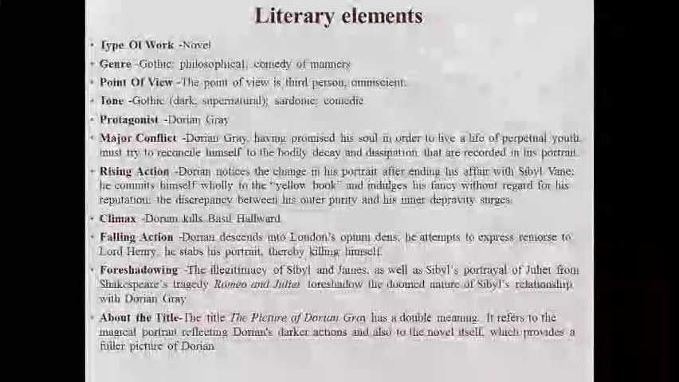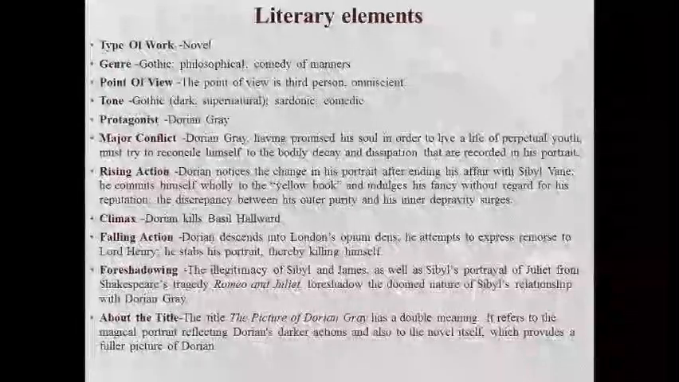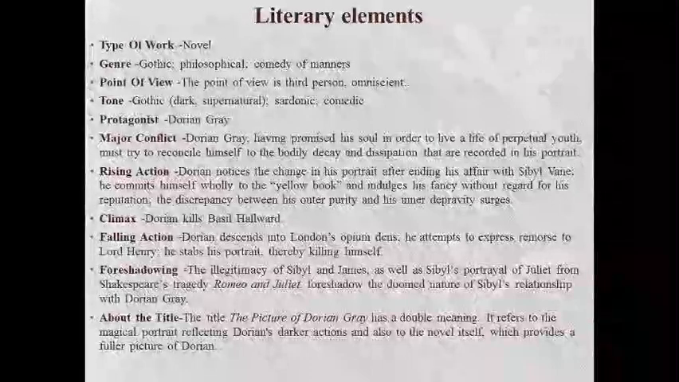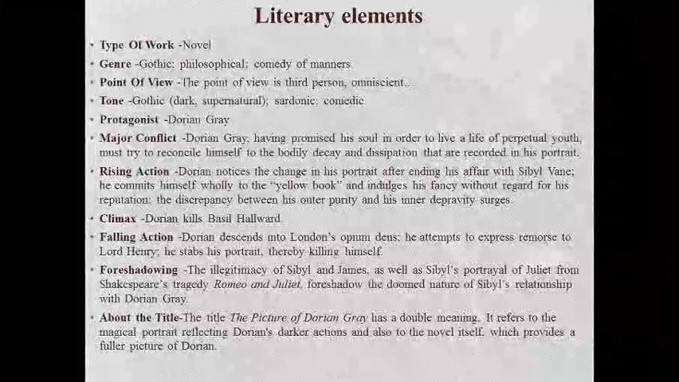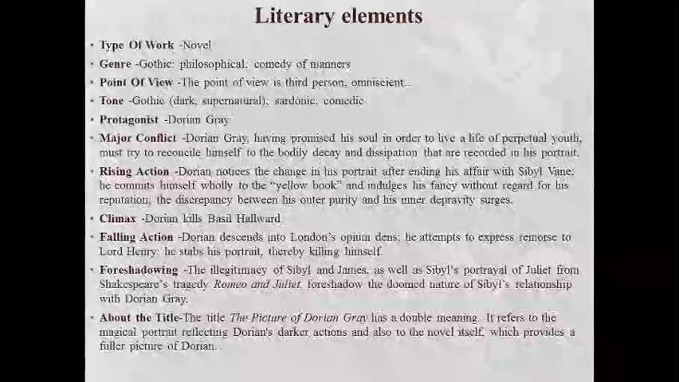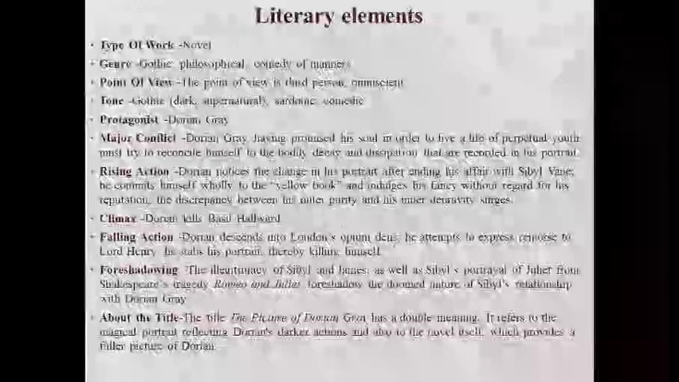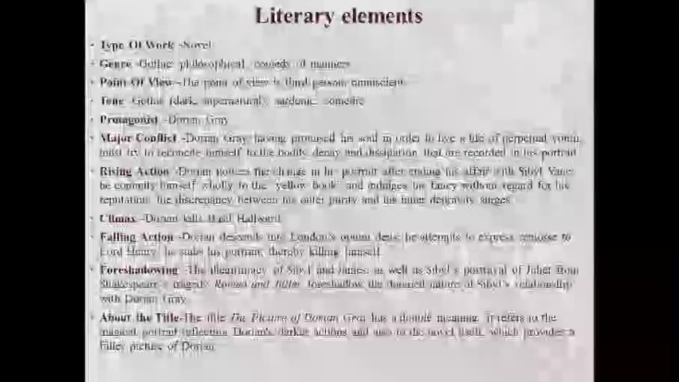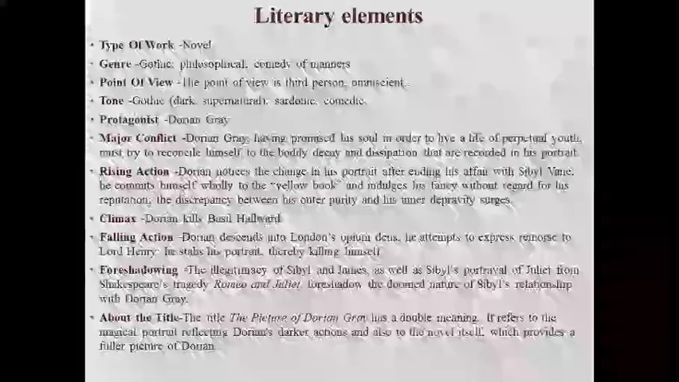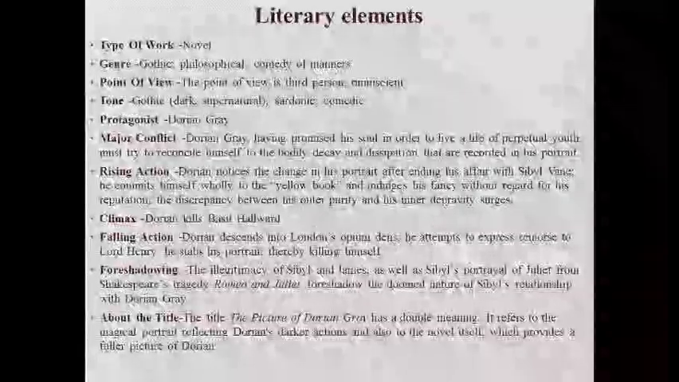Now literary elements. The type of work is a novel, and the genre is Gothic philosophical comedy of manners. Point of view: the point of view is third-person omniscient. The narrator chronicles both the objective external world and the subjective internal thoughts and feelings of the characters. There is one short paragraph where a first-person point of view becomes apparent. In this section, Wilde becomes the narrator.